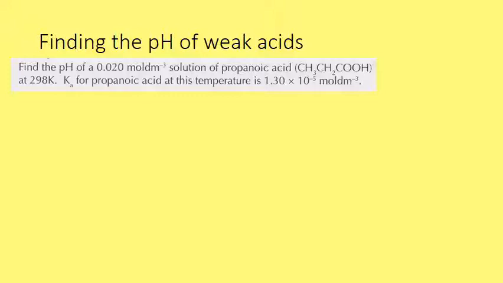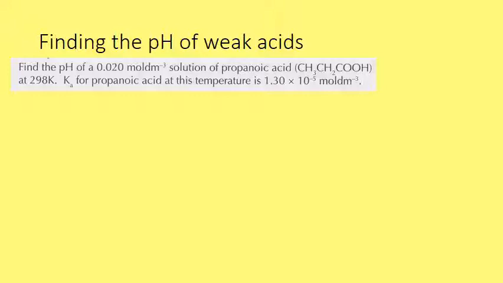So here's an example for us to work through. We're going to find the pH of a 0.02 mole per decimeter cubed solution of propanoic acid, a weak acid, formula given there, at 298 Kelvin. So Ka for the propanoic acid at this temperature is 1.3 times 10 to the minus 5 moles per decimeter cubed.